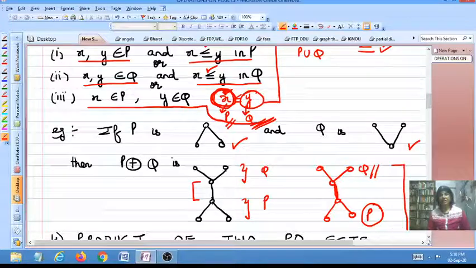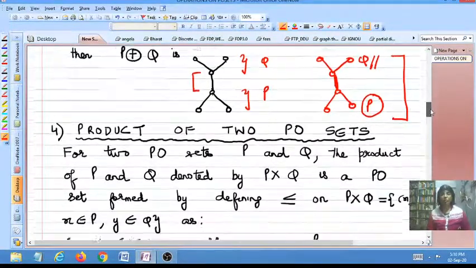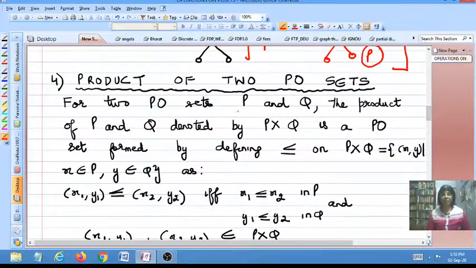So this is the hash diagram for linear sum of P and Q. Now coming to the last operation on two PO sets. If P and Q are two PO sets, then the product of the two PO sets P and Q, which is P cross Q, is a PO set whose elements are the elements which are in P cross Q, the Cartesian product of P and Q.